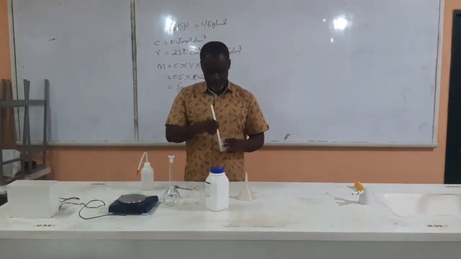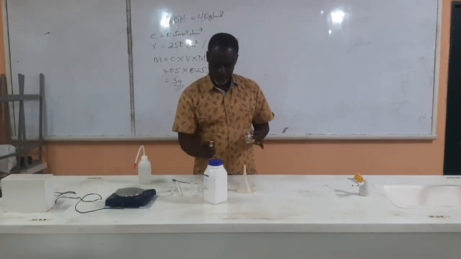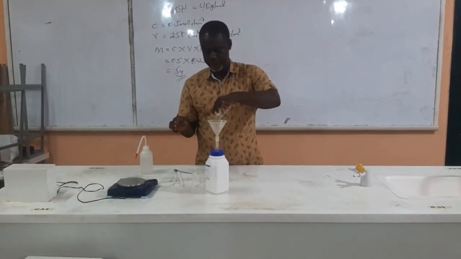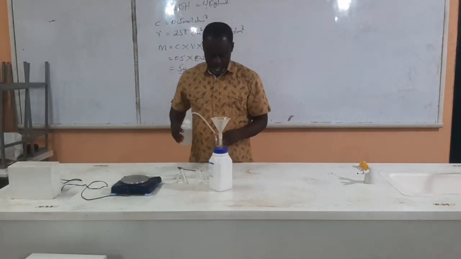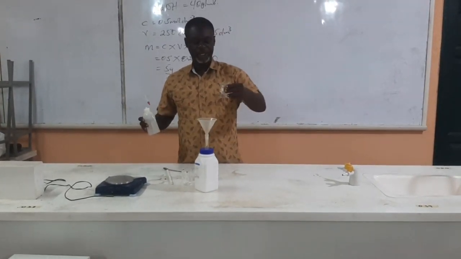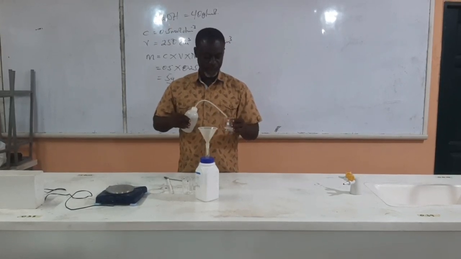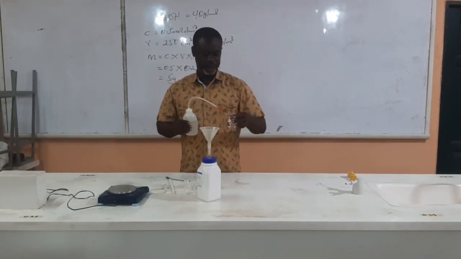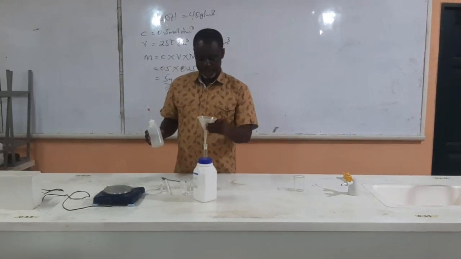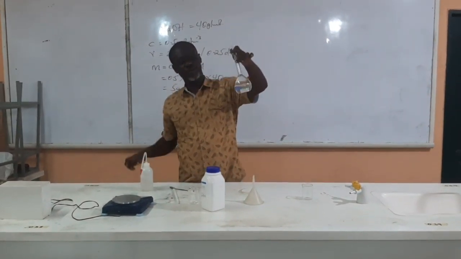Then when everything is dissolved, with the help of a funnel, we transfer the dissolved sodium hydroxide into the volumetric flask. To ensure that all the sodium hydroxide has been transferred, we rinse the beaker with more water, then we add it to the content in the volumetric flask. So I'm doing that, rinsing and adding it. After adding the content, I will add water so that it reaches the 250 centimeter cube mark.